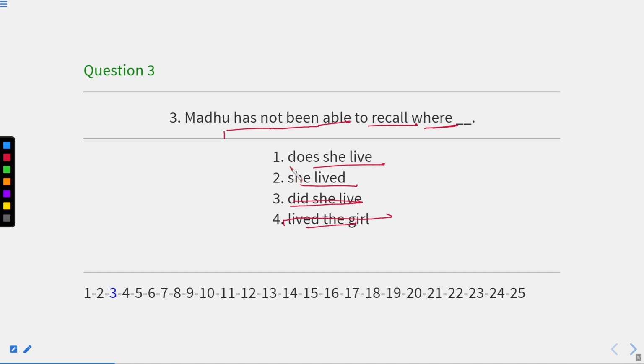In this type of sentence, when we have where as the relative adverb in between, we write the sentence in assertive structure. Okay, because whenever we convert a direct speech sentence of interrogation, or interrogative direct speech sentence, into indirect speech, we make that interrogative structure an assertive structure. Okay, so does she live cannot come. Madhu has not been able to recall where she lived. Okay, so the second part will be correct.